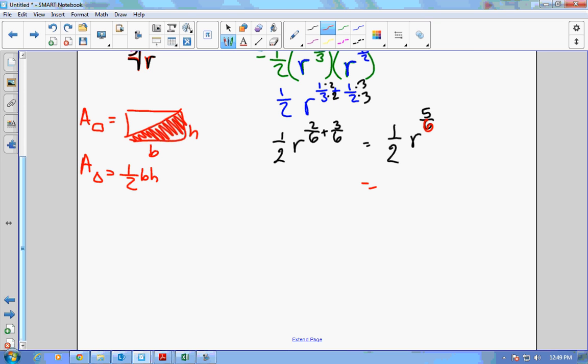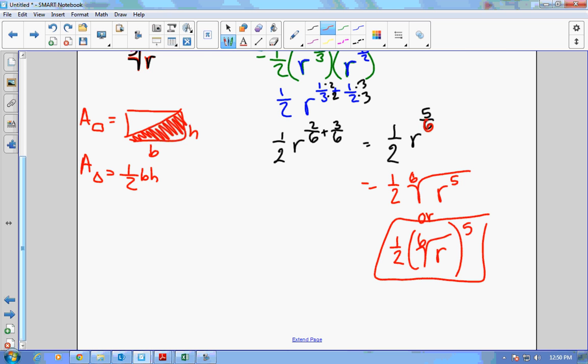Can anyone tell me how to write this in radical form? Jeff? Root, which root? 6th root of r to the 5th power. Now it can be written like that, or you can also see it as this, 6th root of r, parentheses with a 5 on the outside. Notice the 5, since it's outside the parentheses, the 1/2 is not in the parentheses because it's not applying to the 1/2. Yeah? Arya, does that clarify that one?